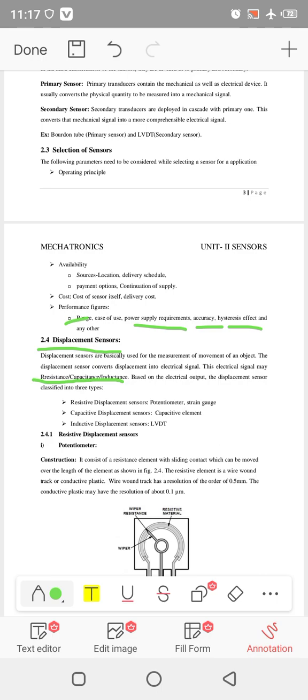These three are the basic building blocks of electrical circuits. Based on electrical outputs, displacement sensors can be classified into three types: resistance displacement sensor, capacitance displacement sensor, and inductive displacement sensor. The resistance displacement sensor measures displacement by varying resistance.